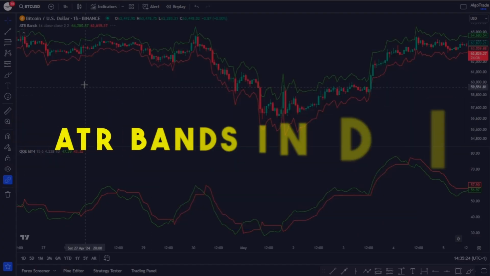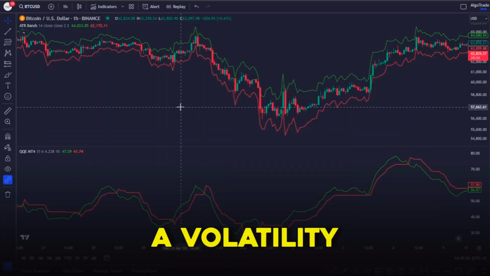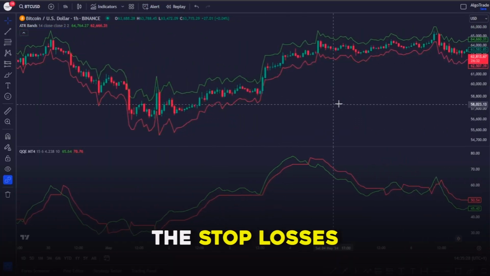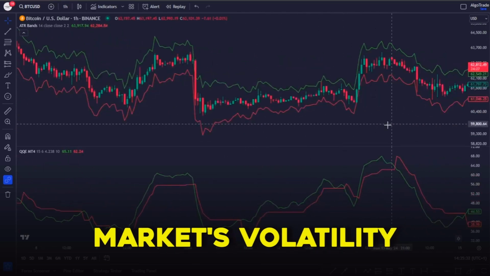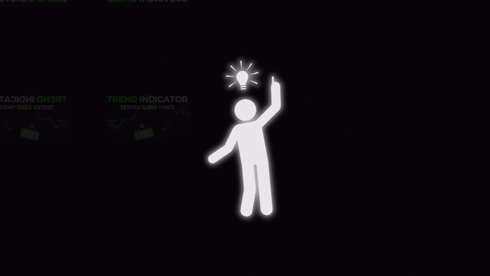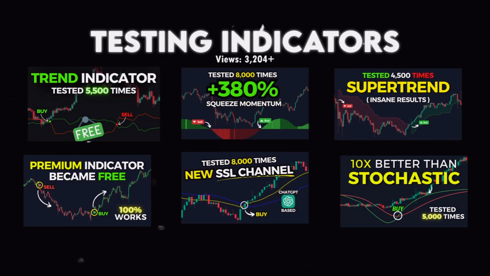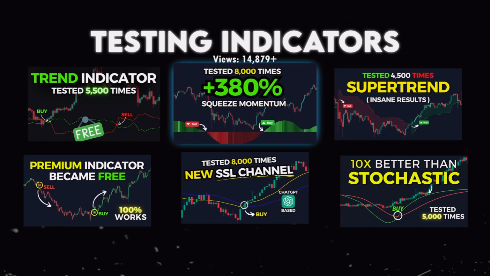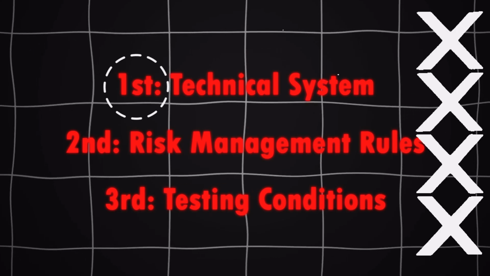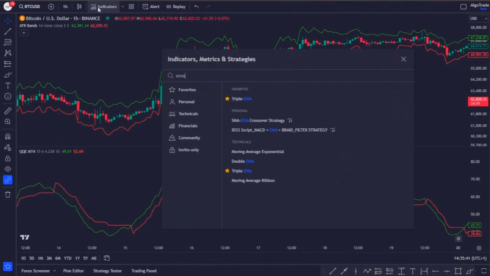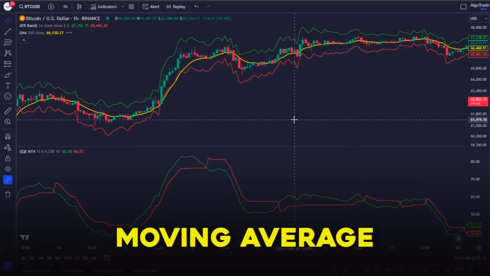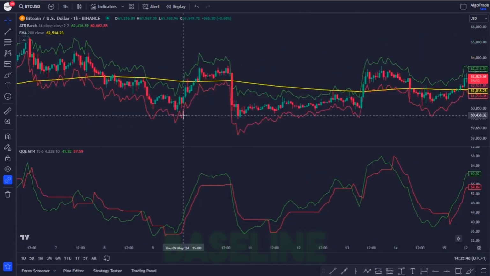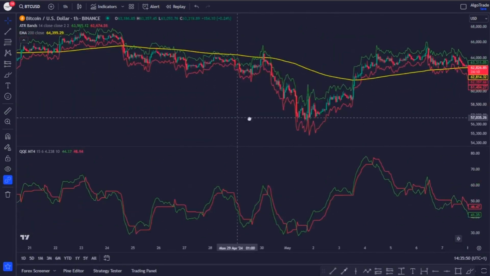by using the ATR bands indicator, a volatility indicator that places the stop losses directly on your charts according to the market's volatility. To know more about it, you can check the most viewed episode of this series regarding the squeeze momentum oscillator. Finally, regarding the technical system, in addition to the QQE MT4, I will also use a 200 period exponential moving average as a baseline to filter out losing signals from the indicator.